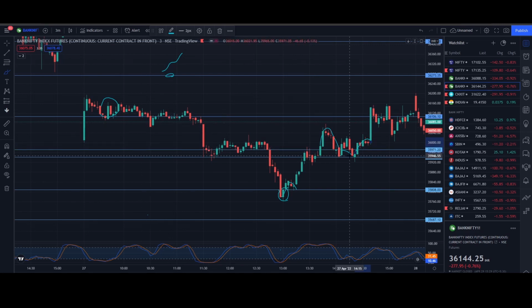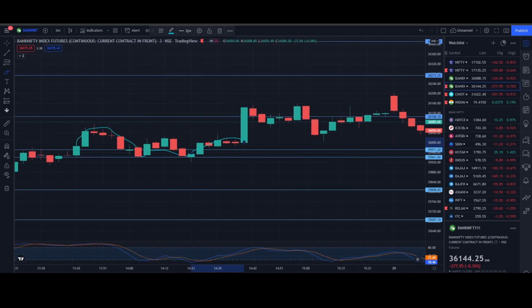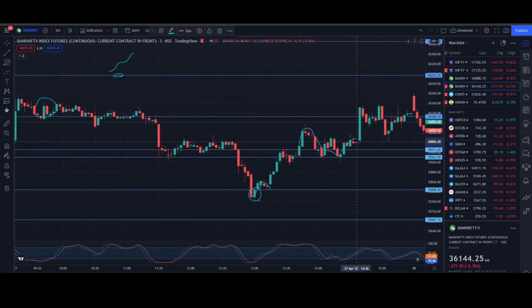So I generally avoid taking a trade within the zone. When it is outside the zone, I am happy to take a trade. And as the day was coming to an end, I wouldn't have taken a trade after 3 o'clock, but within the zone I generally avoid taking a trade.